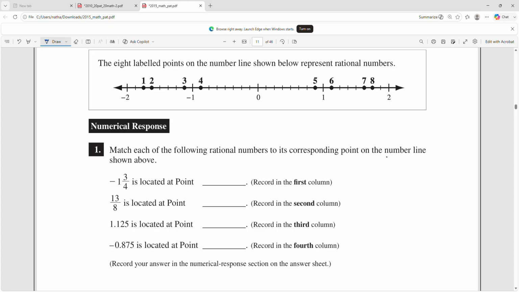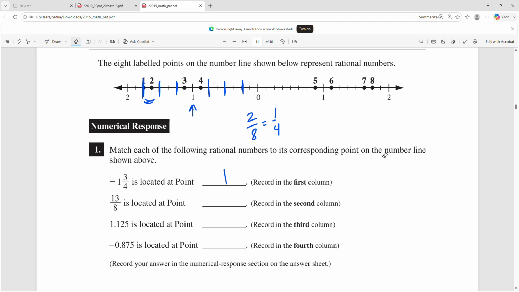All right, so we've got -1 3/4. Here's -1, and we've got some points that are approximately 3/4 down, but we have to make sure. They didn't show us exactly which ones are our quarters, but 2/8 is the same as 1/4, just an equivalent fraction. So for every 2/8, I could figure out where my quarters are. There's 1/4, 2/4, 3/4. Okay, so we are at point number 1. That's going to be our first point.